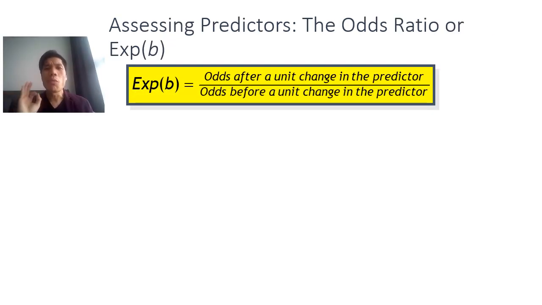The better one to use: first we find out whether it's significant. Then we want to find out how to interpret each of the variables in the model. We do this by looking at the odds ratio, or the exponential of the beta, which is the odds after a unit change in the predictor, the independent variable, over the odds before a unit change in the predictor.